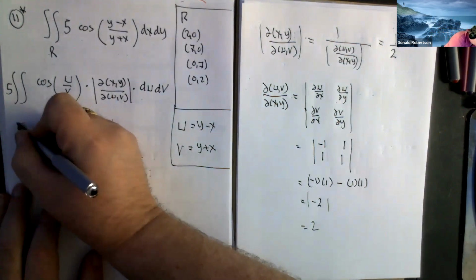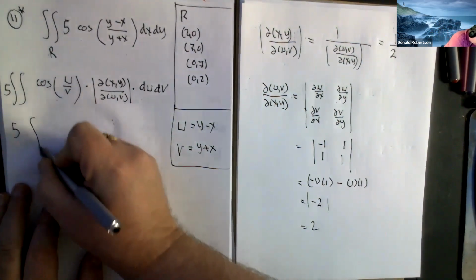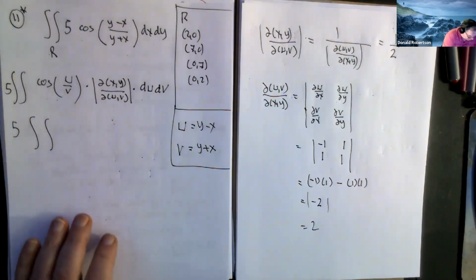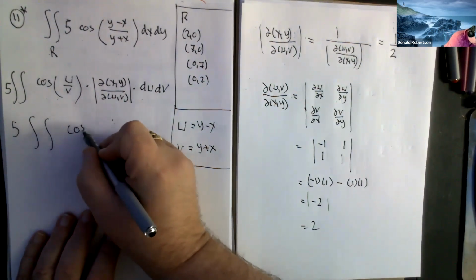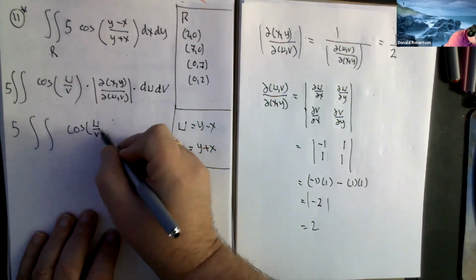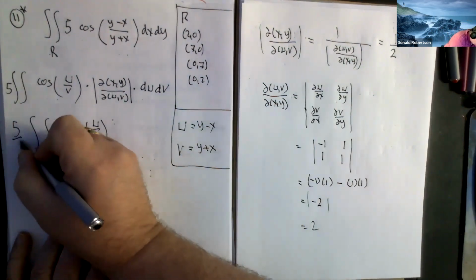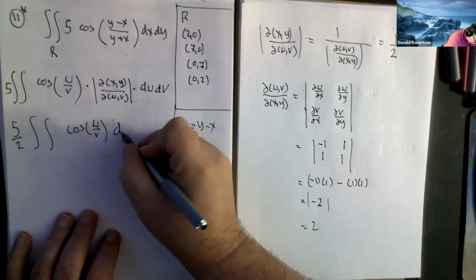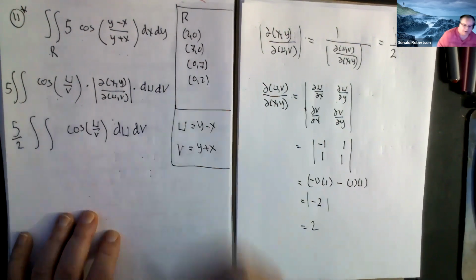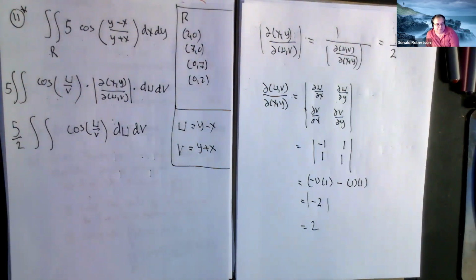Well, I now have 5, 2 limits of integration I don't know anything about yet, a cosine of u over v. Since the Jacobian's a half, I'll pull it out there. And now we're looking at du dv, right? So far, so good.